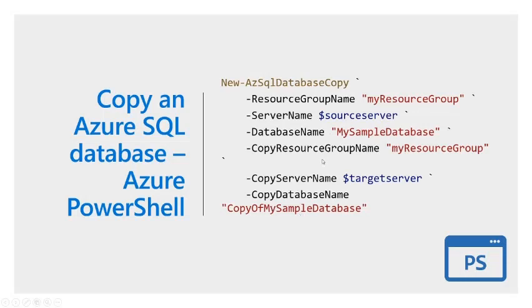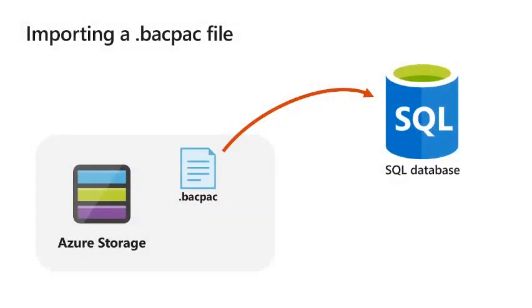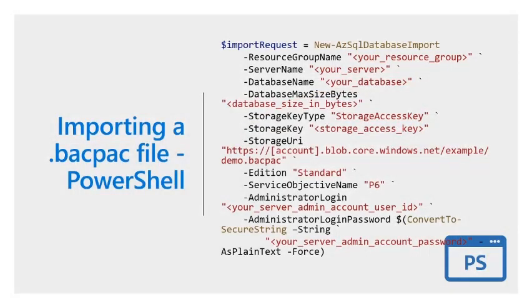So you understand, you just need to say New-Az. This is the default format of Azure PowerShell. So you say New-AzSqlDatabaseCopy, then you specify the resource group name, server name, and database name of the source, and then the copy resource group name, copy server name, and copy database name of the target server and database. Simple, right?